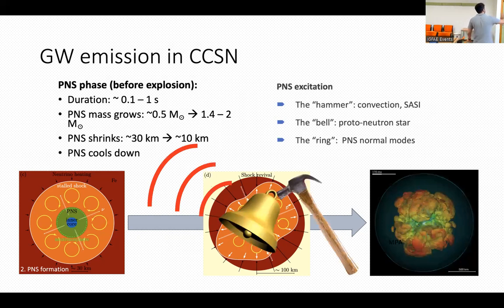And the main emission, as I said, is in this part. We have the proto-neutron star. The source of our emission will be like a bell, as in this typical plot from Pablo Cerdá. And this bell, this proto-neutron star, is hit by instabilities as it accretes mass, like convection or the SASI I mentioned before, which produce excitations of the normal modes of oscillation of the proto-neutron star that will correspond to the gravitational wave emission produced by this scenario.